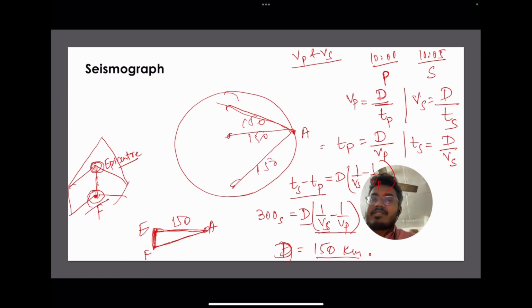Thus, all we can say is that if we draw a circle with center A with a radius of 150 kilometers, then the epicenter will be somewhere on this circle. Thus, with the help of one seismometer, all we can find out is the distance.